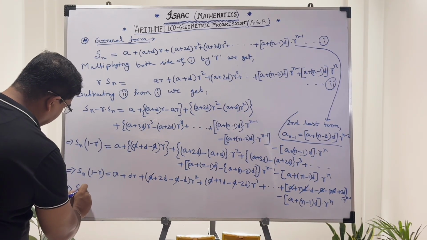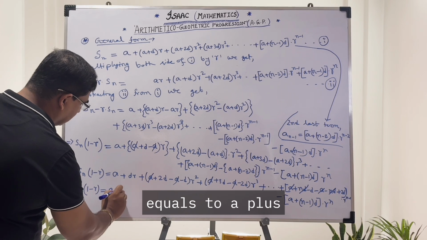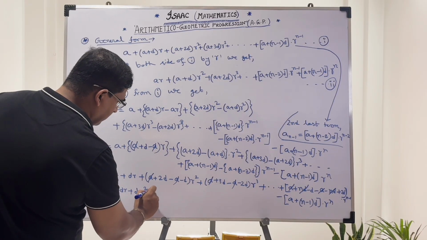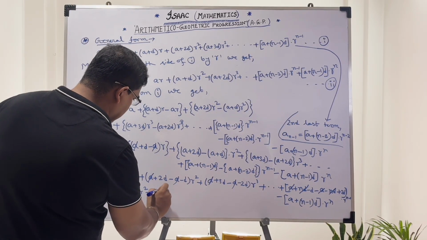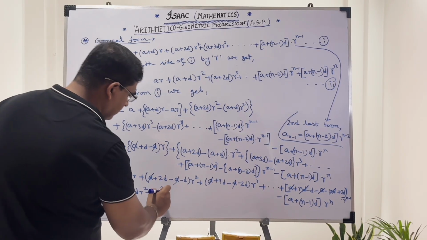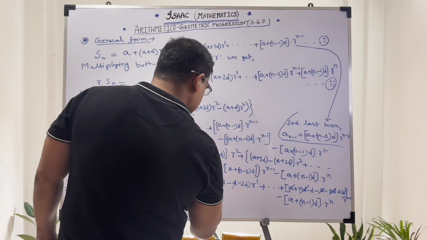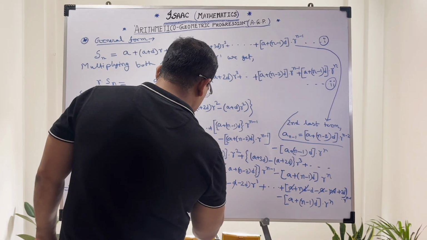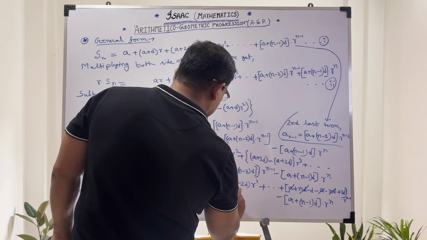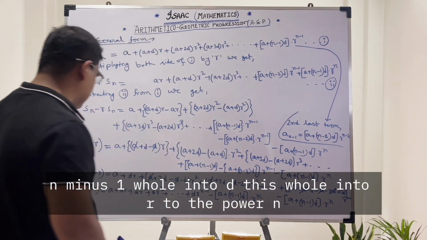Then we get Sn into 1 minus r equals to a plus dr plus dr square plus dr cube plus continuing plus d into r to the power n minus 1 minus of a plus n minus 1 whole into d, this whole into r to the power n. Okay.